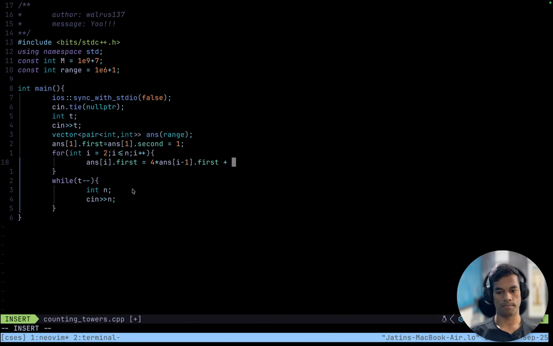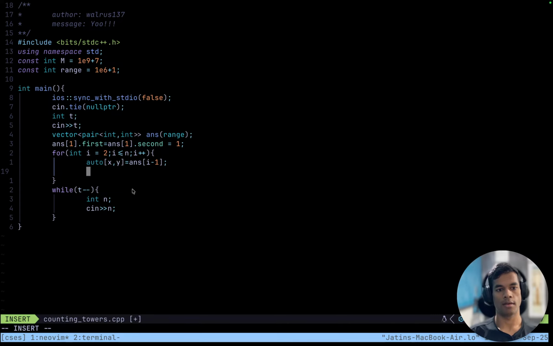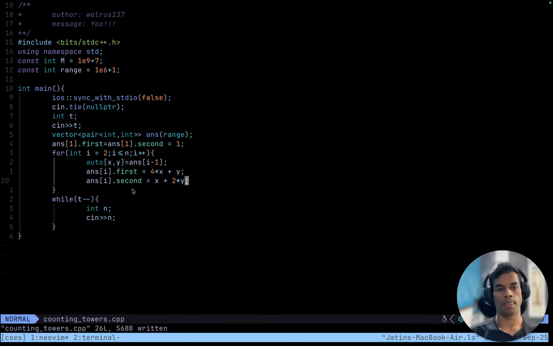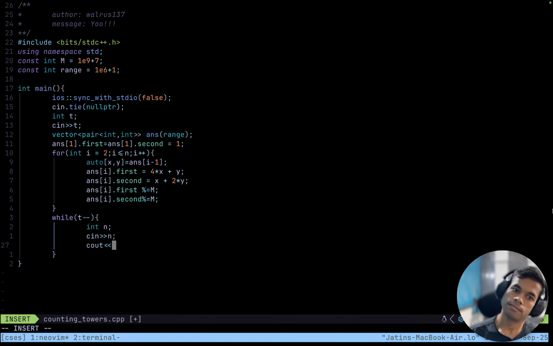times this plus answer i minus 1 dot, wait, auto x comma y equals answer i minus 1, then answer i dot first equals 4 times x plus y, and also answer i dot second equals x plus 2 times y, and then answer i dot first modulus with m, and answer i dot second also modulus with m, and here cout answer n with any lines.